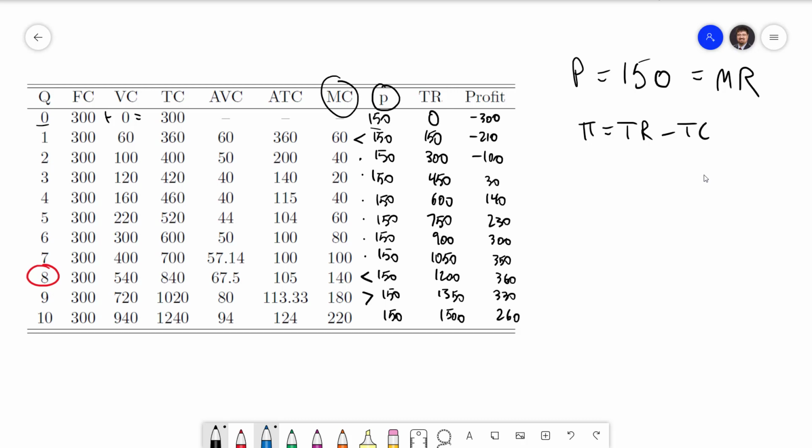We can see profit starts out negative and increases as we increase output because price is greater than marginal cost. Marginal cost starts out low and rises, and eventually it's going to catch up with the price. And it does that right here at the 9th unit. And so we stop at the 8th one, where we get our maximized profit of 360.